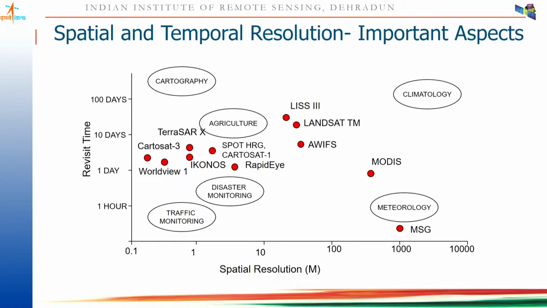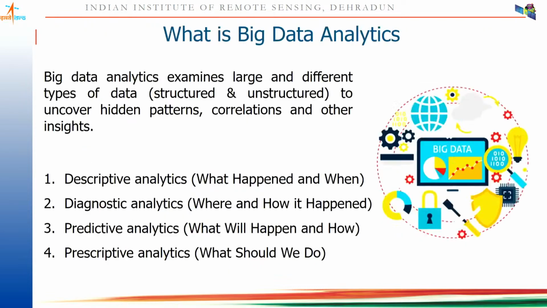And there are temporal data getting updated very frequently. Some satellites are giving data every 5 minutes, 10 minutes, 15 minutes, or maybe few sensors or few satellites are giving data on a daily basis or a weekly basis, or sometimes fortnightly, or maybe monthly basis as well. So we can perform these kinds of analysis: descriptive analysis, diagnostic analysis, predictive analysis, and prescriptive analysis.